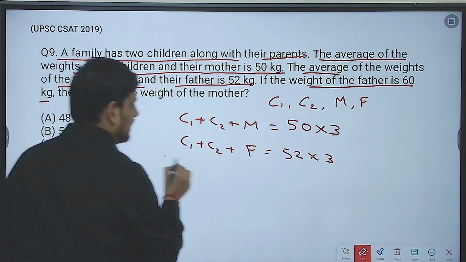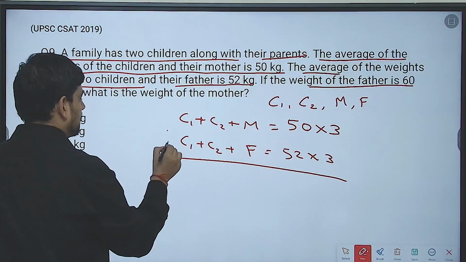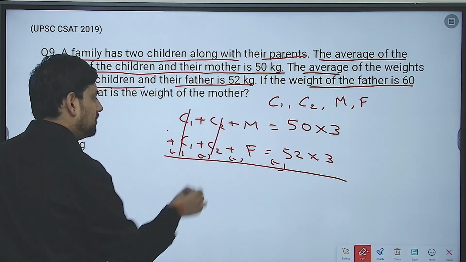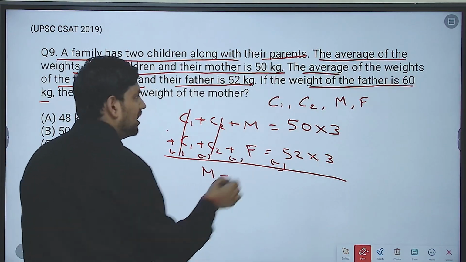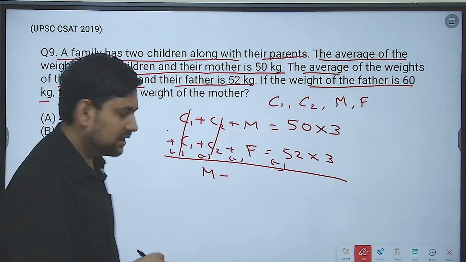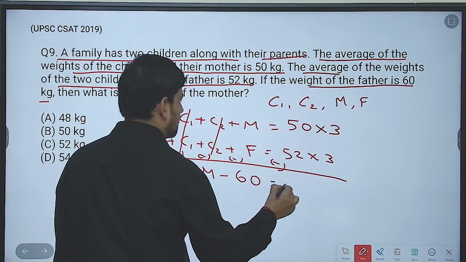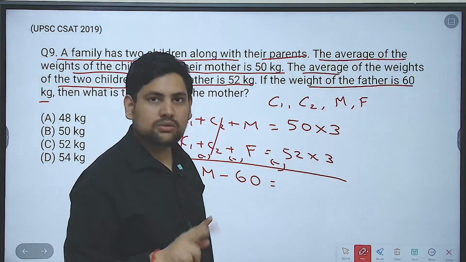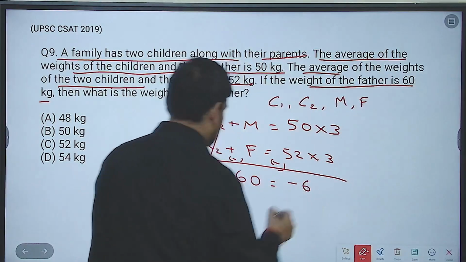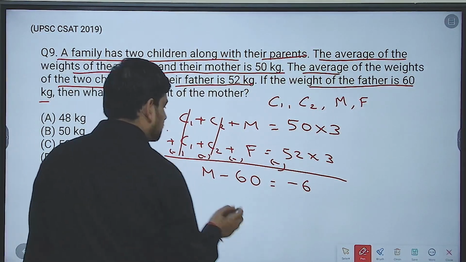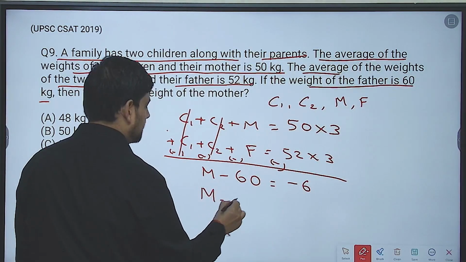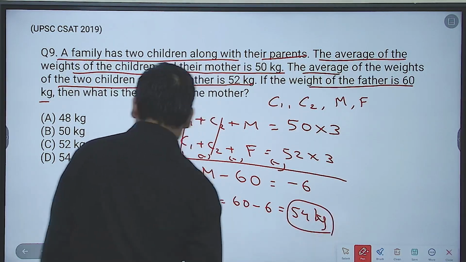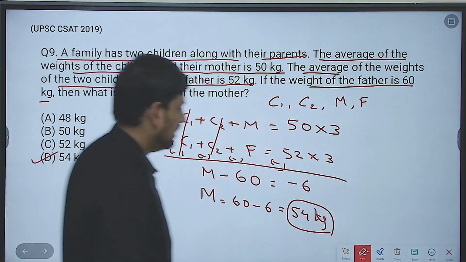Okay, now let's just subtract these two equations. C1, C1 cancel, C2, C2 cancel. What you get? You get mother minus the weight of father. Father's weight is given to me 60. So m minus 60 is equals to, if I take 3 common, 50 minus 52 is minus 2. Minus 2 into 3 is minus 6. Now I can send 60 there. So m is equals to 60 minus 6, or 54 kg. That means mother's weight is 54 kg.